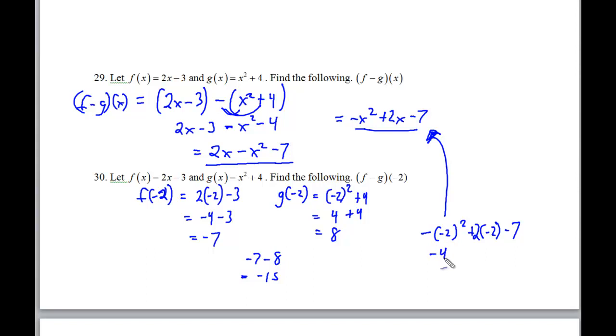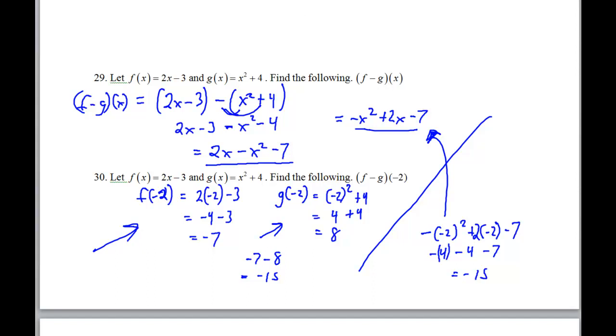So this would be negative 4 minus 7, and the reason why the negative stays out in front and doesn't swipe on the inside is because of order of operations. The negative 2 gets squared, which makes a positive 4, and then the negative comes out in front, so it really kind of looks like that. So negative 4 minus 7 is going to give you the same answer, negative 15. So whichever way you want to do it, I'd say that this method right here is probably a little safer in case you messed up on that algebra up there.